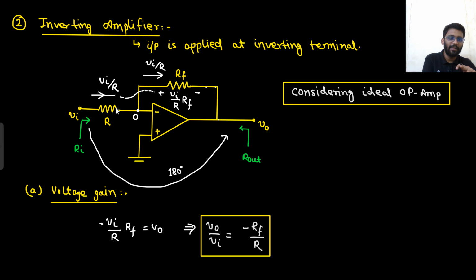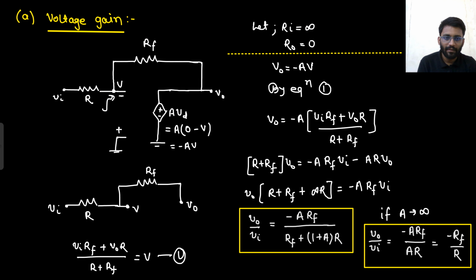So in case of inverting amplifier, what is your gain? Minus RF by R. And in case of non-inverting amplifier, what was the gain? Gain was 1 plus RF by R. Right?